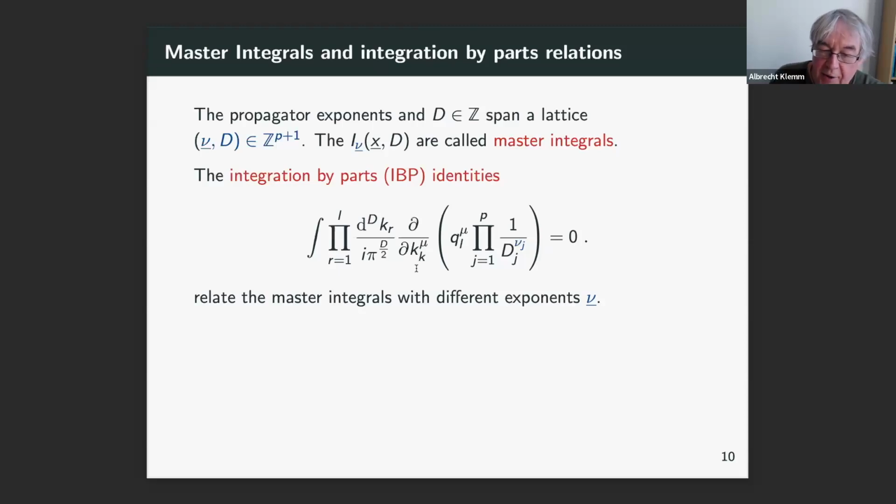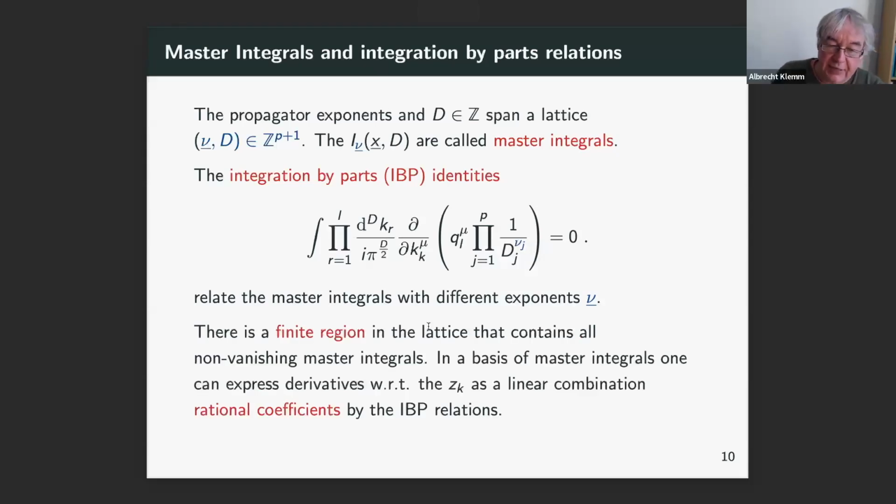And now you can see why I put nu i in these propagators, because if I want to evaluate this expression, then since the ki or kk, as I wrote here, are inside of these propagators, I may raise the power of the propagator. But I get by this equation a differential relation between master integrals with various powers of the propagators. And so these relations, these are the IBP relations or integration by parts relations, they relate master integrals with different exponents on the propagator.